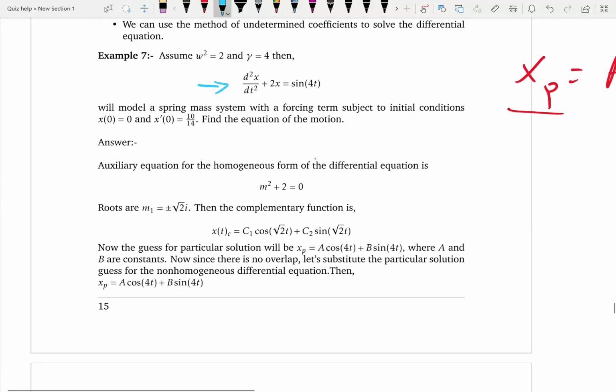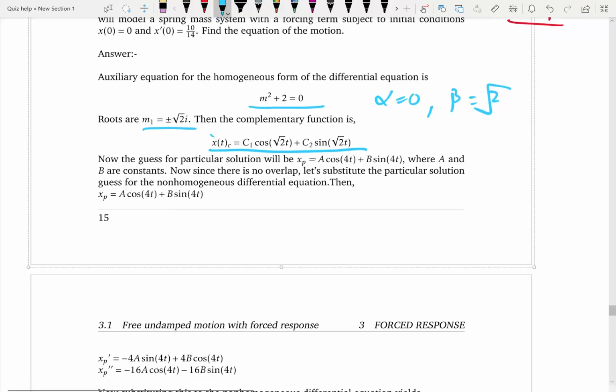So we have this differential equation. We write the auxiliary equation m squared plus 2 is equal to 0. So the roots will be complex, plus or minus root 2 i. Then the complement alpha is 0. My bad, beta is root 2. So then the complementary solution is e to the alpha t. E to the 0 is 1, so this is the complementary solution we get.